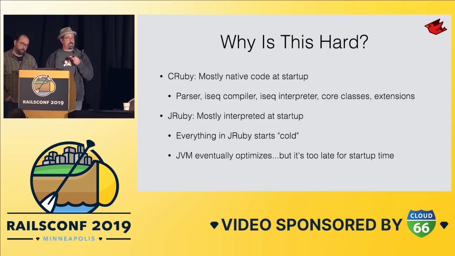The JVM eventually does optimize this, and as we'll see in some of these benchmarks, it optimizes it very well, and we get a very fast Ruby, but it takes time, and you don't have that at startup. So the first 5-10 seconds, nothing is actually running as fast as it could be.